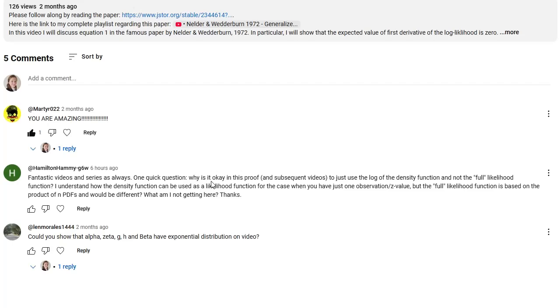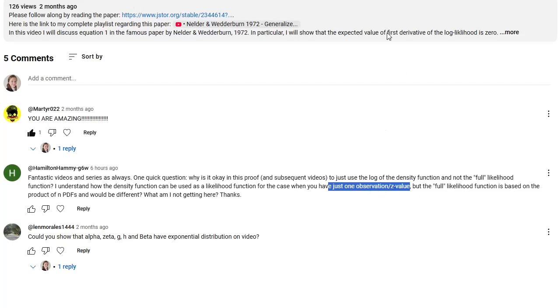So why is it okay in this proof and subsequent videos to use the log density function and not the full likelihood function? Okay, so I understand the density can be used as a likelihood function in the case when you have just one observation. And that's basically what they're doing. They're basically saying they have one observation. But the full likelihood is based on the product of n different PDFs. So absolutely, you are correct. And they are basically acting like there's one observation.